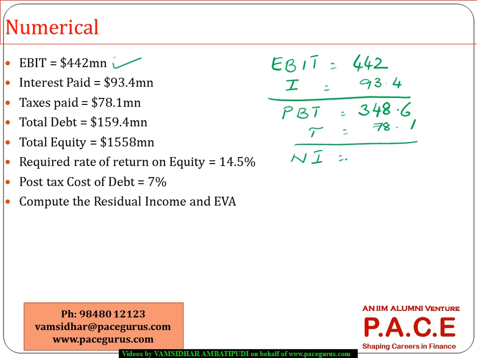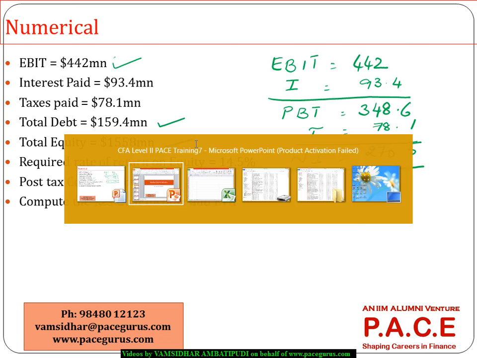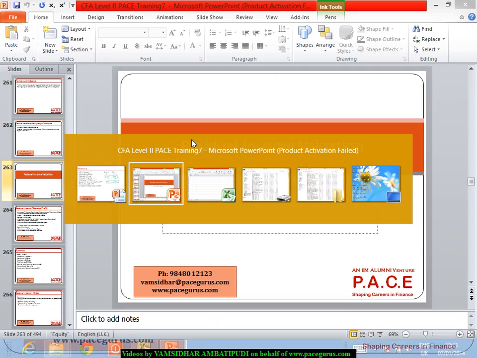Out of that I am paying a tax of 78.1 million, which is giving me a net income of 270.5 million. Fair enough. This is the accounting net income part. Then I have my total debt of 159.4 million. Equity is 1558 million. Okay, so I'll take it into a spreadsheet.